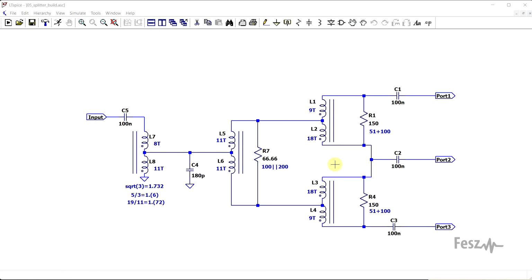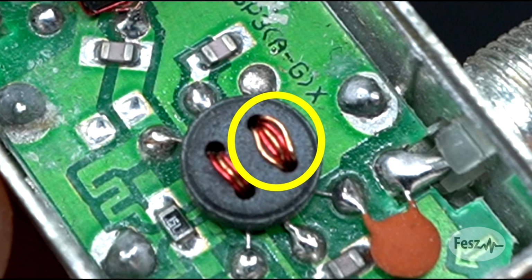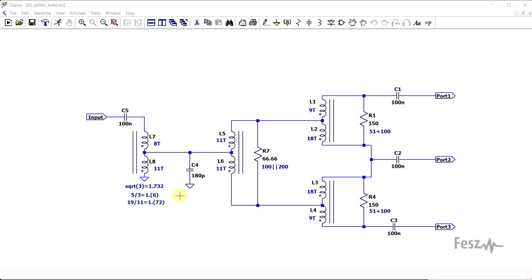And for the output transformers, these are 2:1, so I used 9 and 18 turns, with the larger value being on the high impedance side, so the 100 ohm side. And for the input matching transformer, well, here, ideally, we would want a turns ratio of the square root of 3. But that's not gonna happen. So 2 very close values, which are used in practice, are on the one side 5 and 3, which give a ratio of 1.66. This was used in the TV signal splitter that I showed earlier, but a far better ratio can be obtained with 19 and 11.